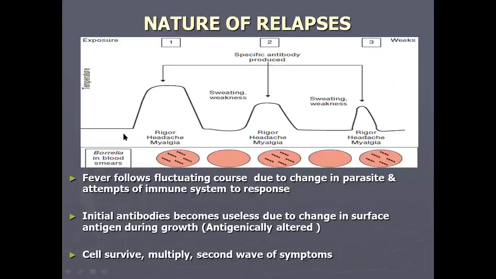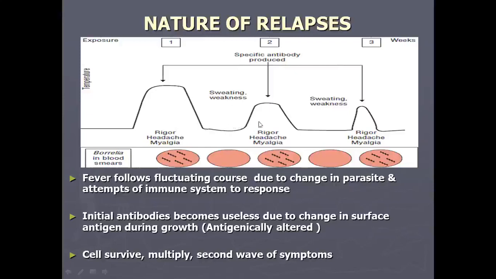Now, if you look, this is exposure to the organism during the 1st week, the 2nd week, and the 3rd week. And this is how it looks. You see, in this case, the first phase goes high, then it comes down. So this is the first phase of the high fever. Then it comes down. What happens when it comes down? There is sweating and weakness only.